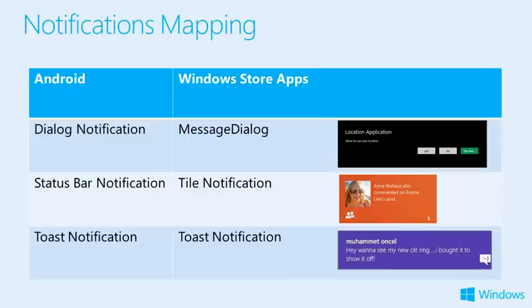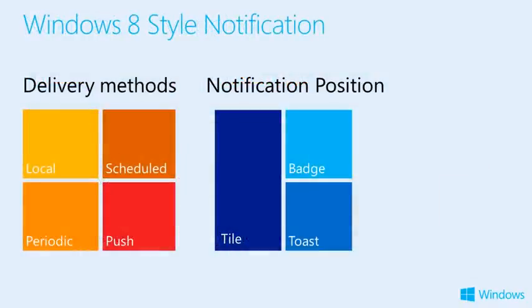In Windows 8, toast notifications are shown for about 7 seconds for a standard toast, or 25 seconds for a long-duration toast, and the user may choose to ignore them. This behavior is similar to Android toast notifications. Windows Store application notification is more powerful and flexible than Android notification. There are 4 mechanisms that an application can use to deliver a notification: local, scheduled, periodic, and push. And the notification type can be tile, badge, or toast.